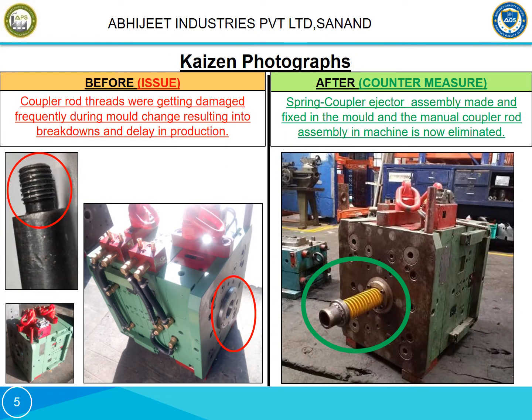This slide shows the before and after condition of the mold. Initially we were using ejector rod in the mold and machine for ejection system, and rod thread get worn out frequently during production. So we have made a spring coupler ejector assembly for ejection system and fixed it on mold. Now no need of rod anymore.